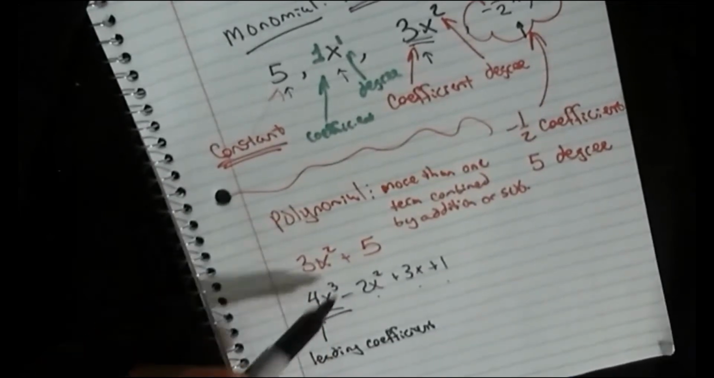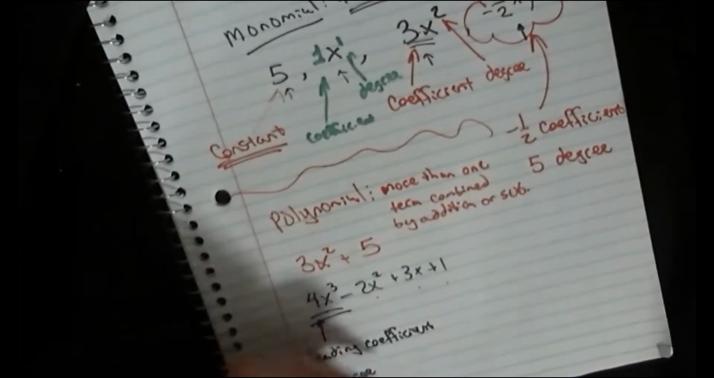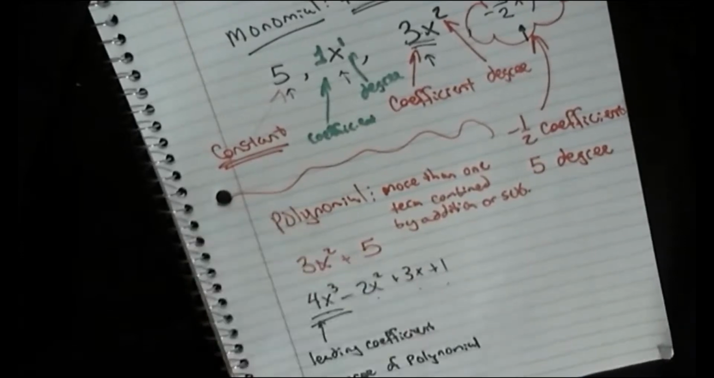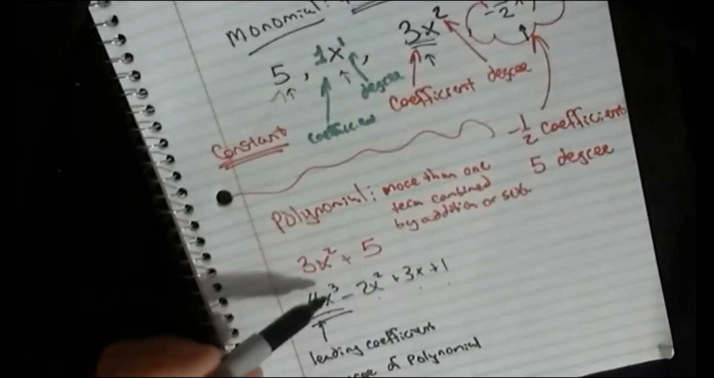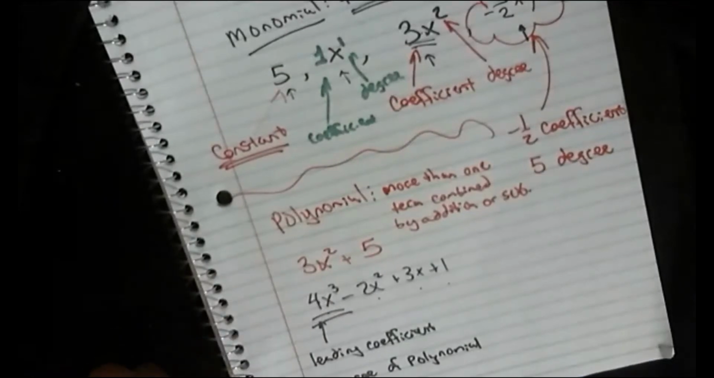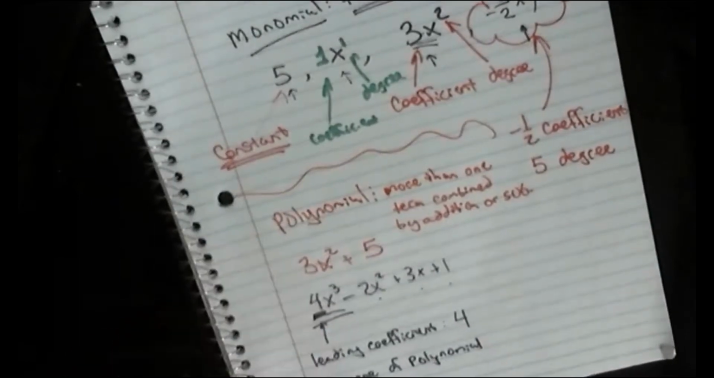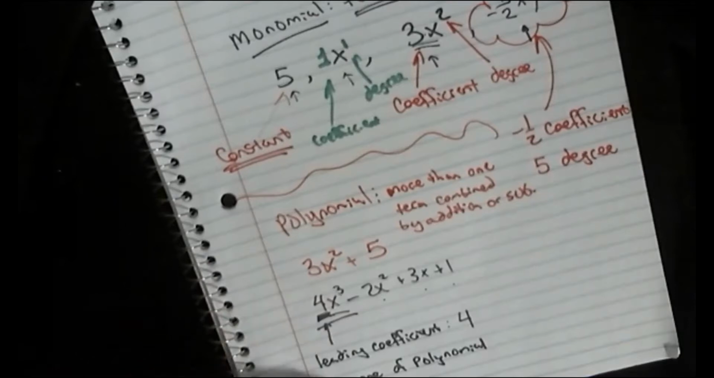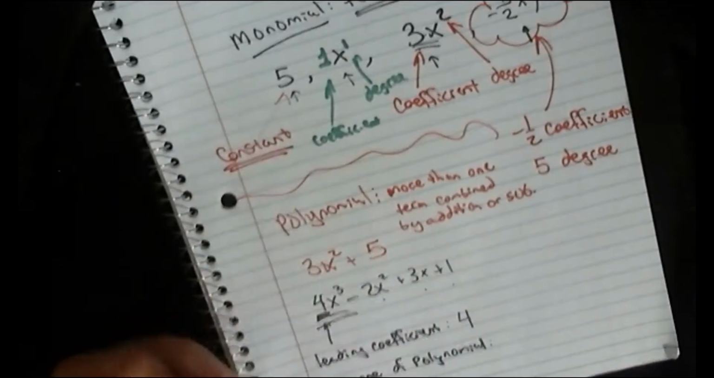And this 3, because it's the biggest degree, would be the degree of the whole polynomial. Each individual term has a degree, and then the degree of the whole polynomial is just the biggest one. So in other words, my leading coefficient would be the 4, the coefficient of the leading term, the one with the biggest exponent.